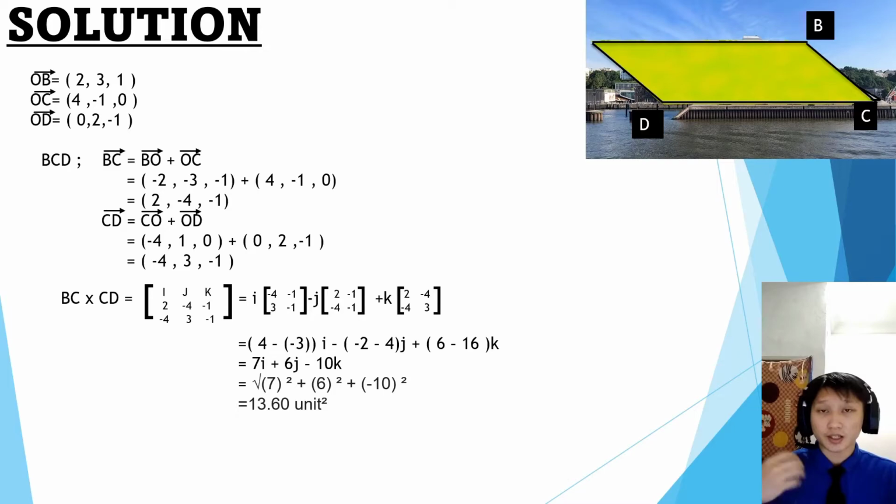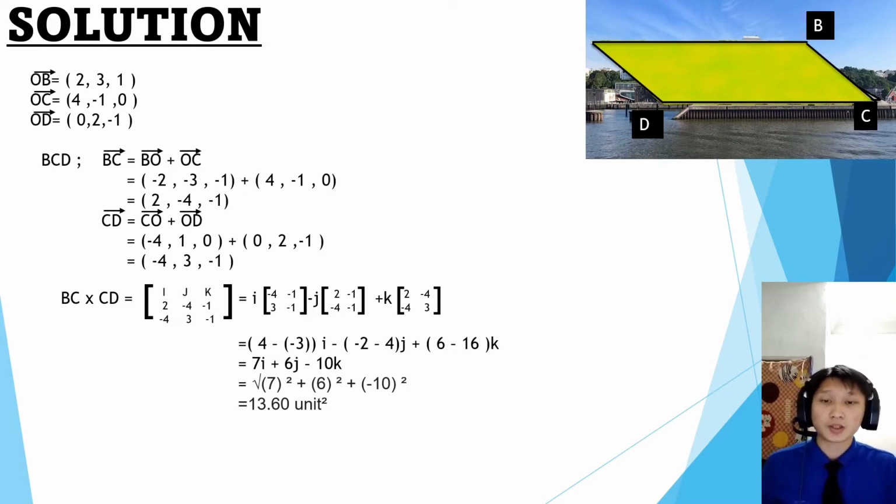Then we continue to CD. There is no CO here, so we need to change OC to CO, which is going to be -4, 1 and 0. So plus OD, OD is 0, 2 and -1. The result for CO plus OD is -4, 3 and -1.